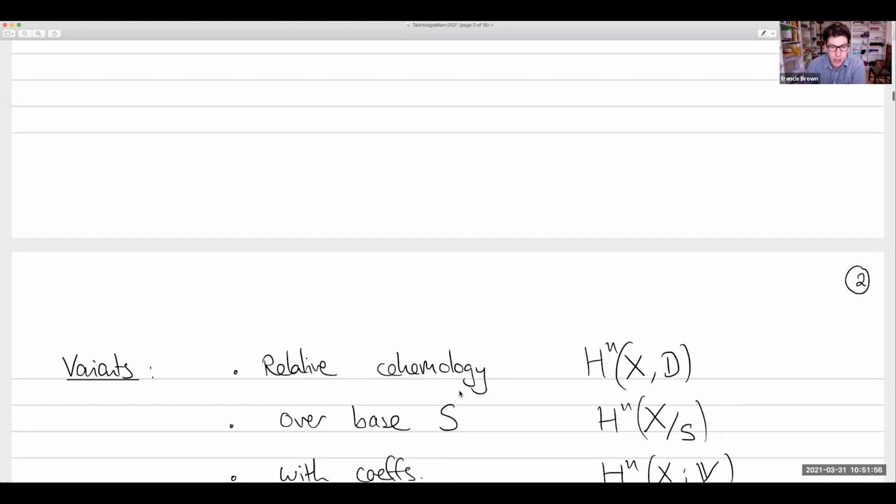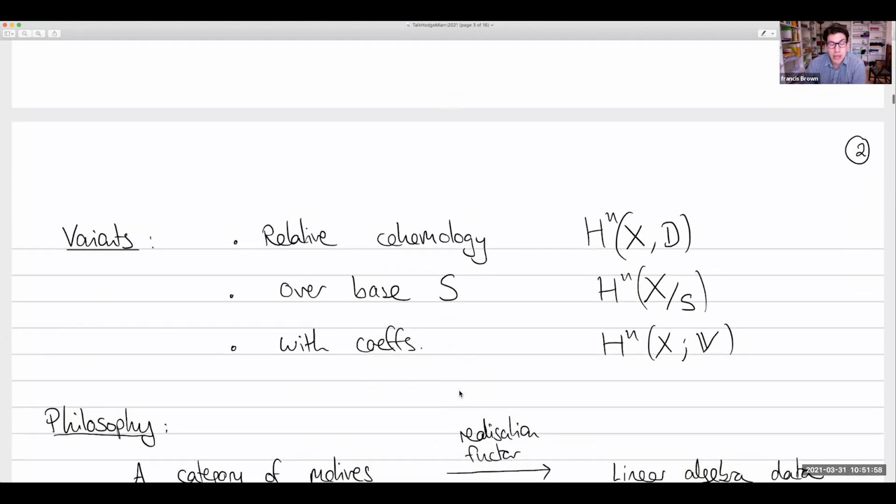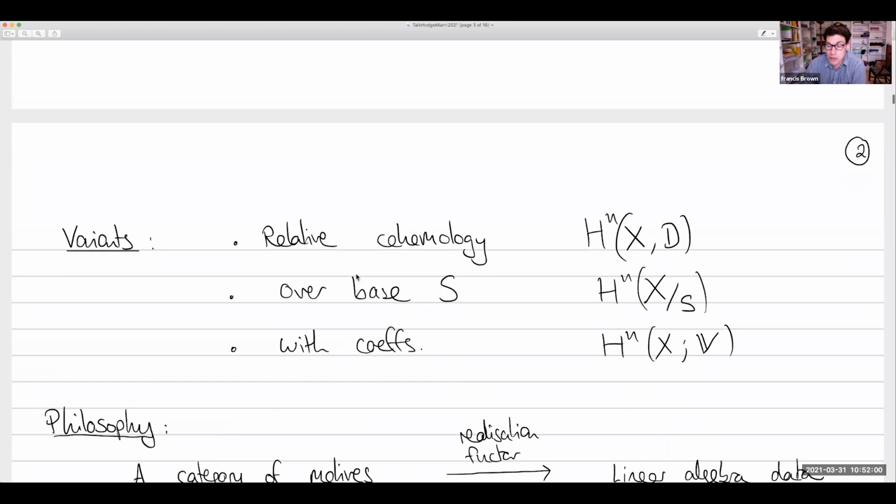Okay. There are lots of variants. Of course, this sweeps under the rug the work of a vast number of people, and I apologize for that. We can look at relative cohomology, cohomology of X relative to, for example, some normal crossing divisor D. We can look at cohomology in families over some base.